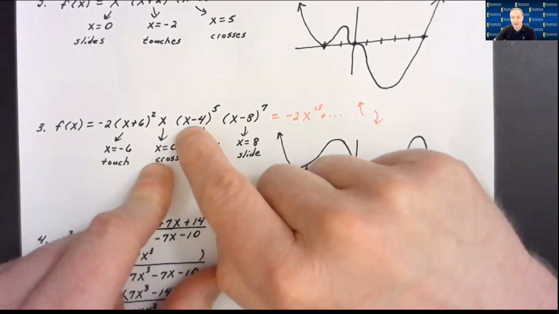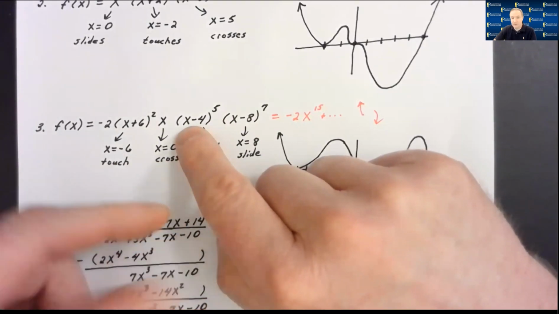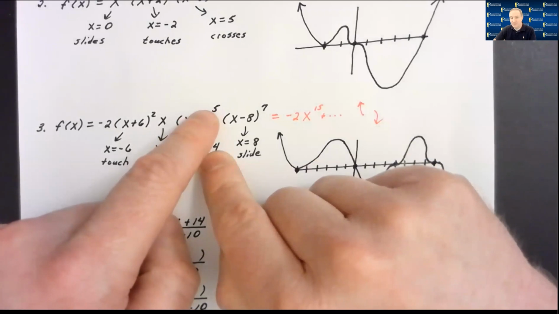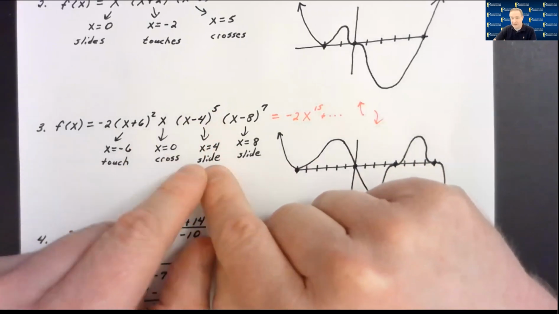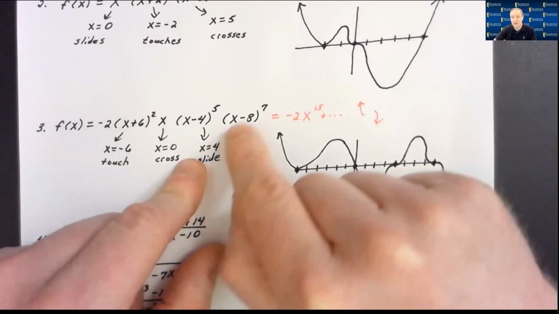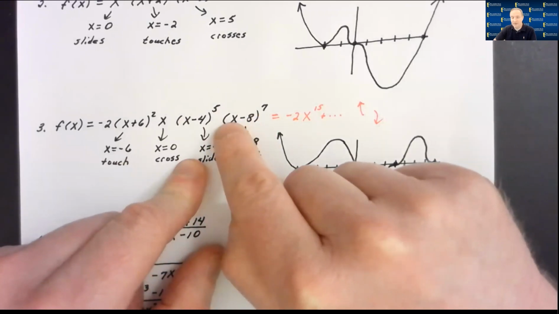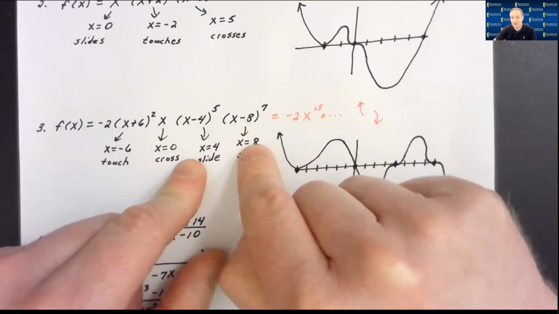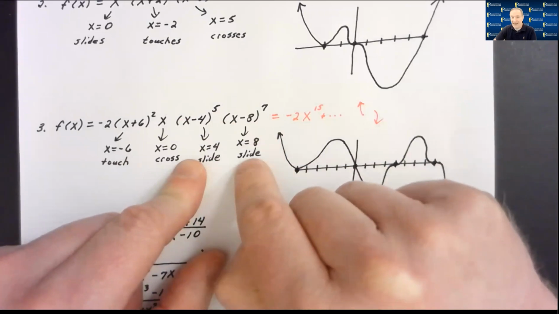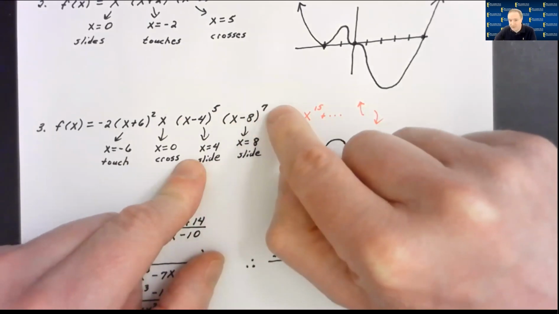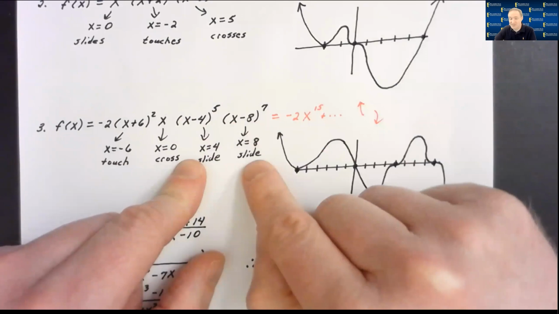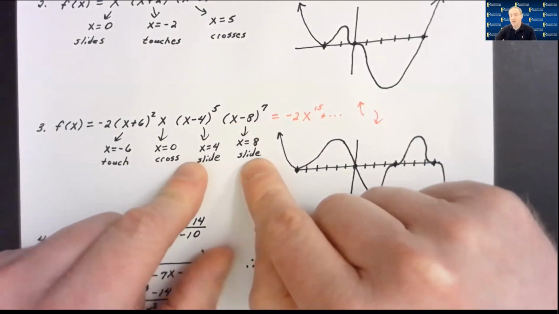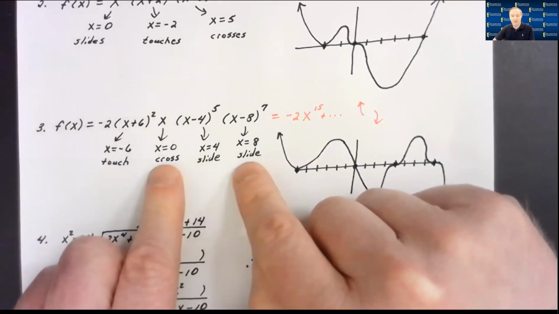The factor x minus 4, if I set that equal to 0, you would get x equals 4. And you know that that came from a factor to the 5th power. It's going to slide through at that point. Same thing with the last factor. If I set x minus 8 equal to 0, it tells you that there's an x-intercept at x equals positive 8. And the behavior at that x-intercept, since it came from an odd factor, is it's going to slide through at that x value.